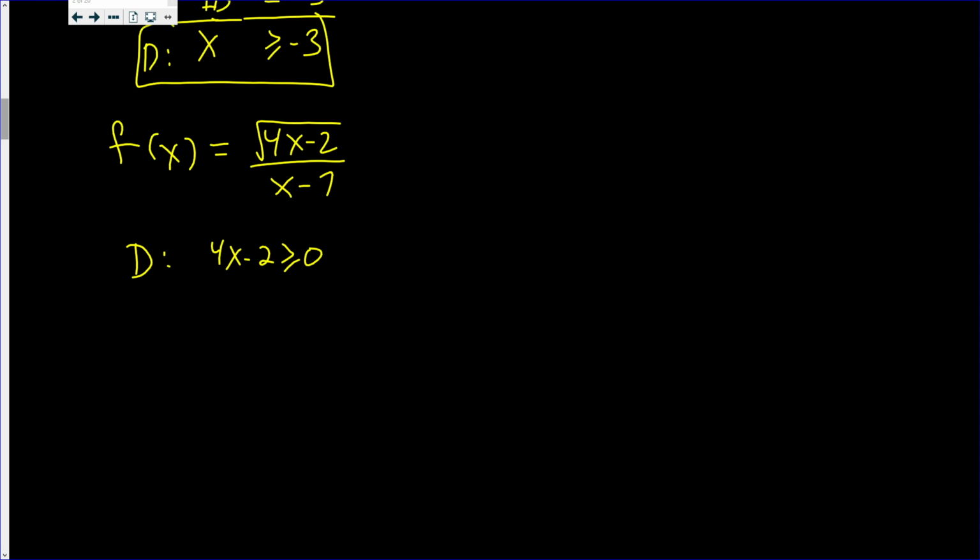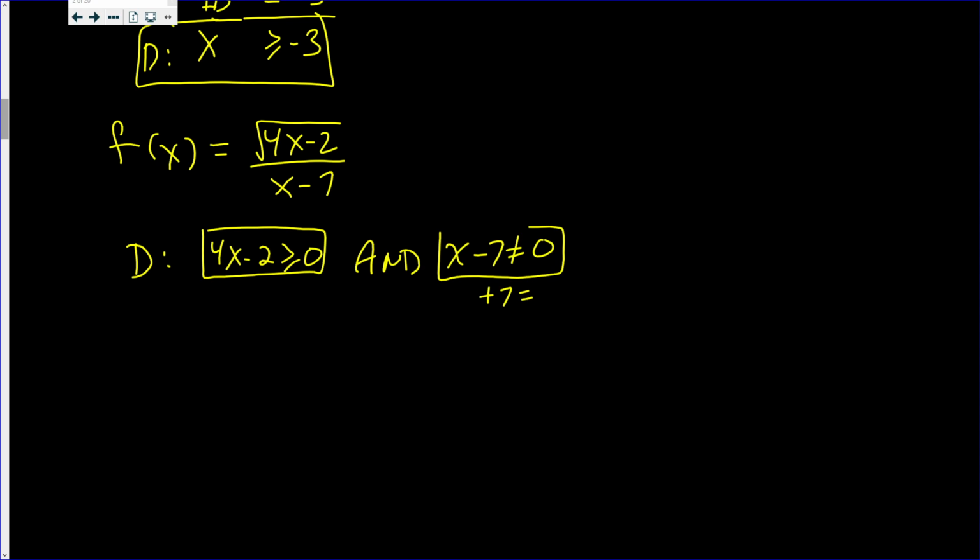and the denominator can't be 0. Just one is not enough. If I make what's under the radical positive, that doesn't mean that x can't be 7. If I make what's under the radical positive, that doesn't mean that x can suddenly be 7. And if I don't pick 7 for x, that means the denominator won't be 0.